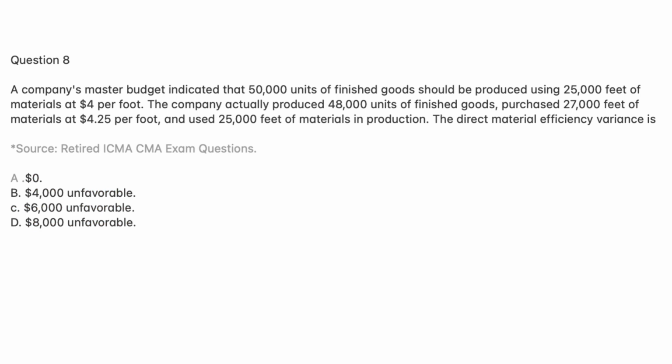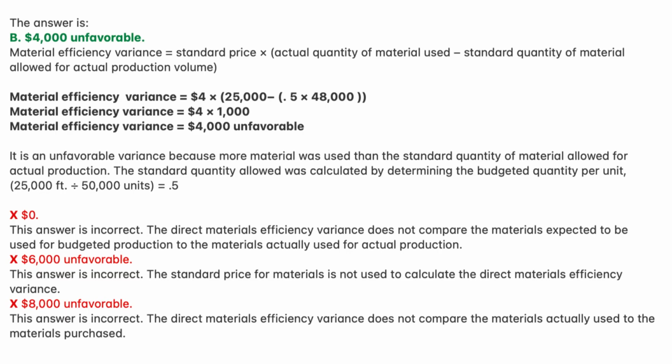Question 8. A company's master budget indicated that 50,000 units of finished goods should be produced using 25,000 feet of materials at $4 per foot. The company actually produced 48,000 units of finished goods, purchased 27,000 feet of materials at $4.25 per foot, and used 25,000 feet of materials in production. The direct material efficiency variance is A. $0. B. $4,000 unfavorable. C. $6,000 unfavorable. D. $8,000 unfavorable. The answer is B.